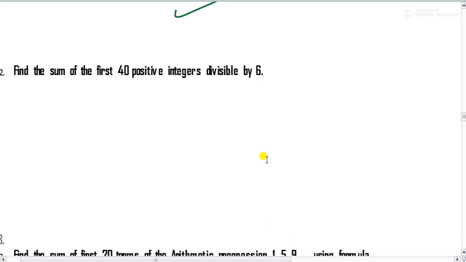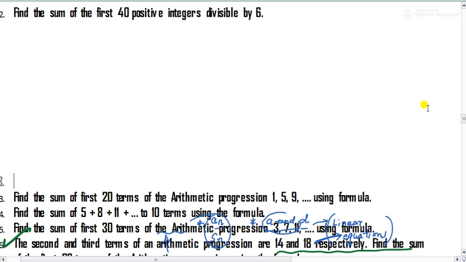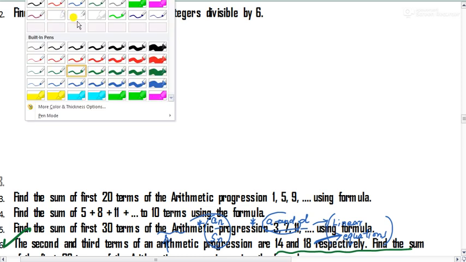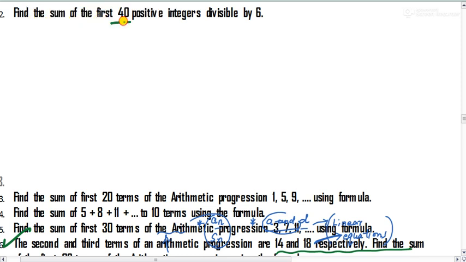Next, question number 2. See the second question. This is again an indirect question for 2 marks. Find the sum of first 40 positive integers divisible by 6. So indirectly they have given you the AP. What is the AP? Can anyone tell?